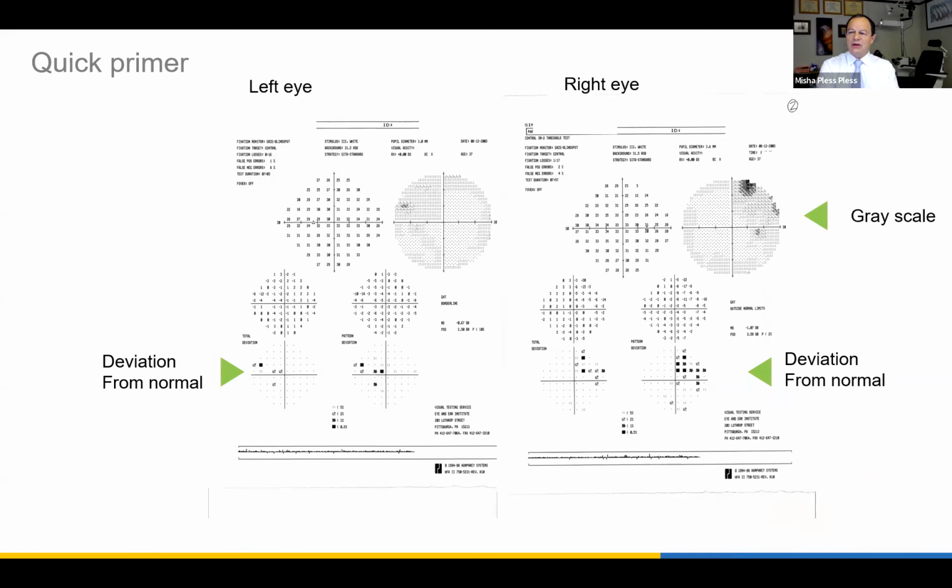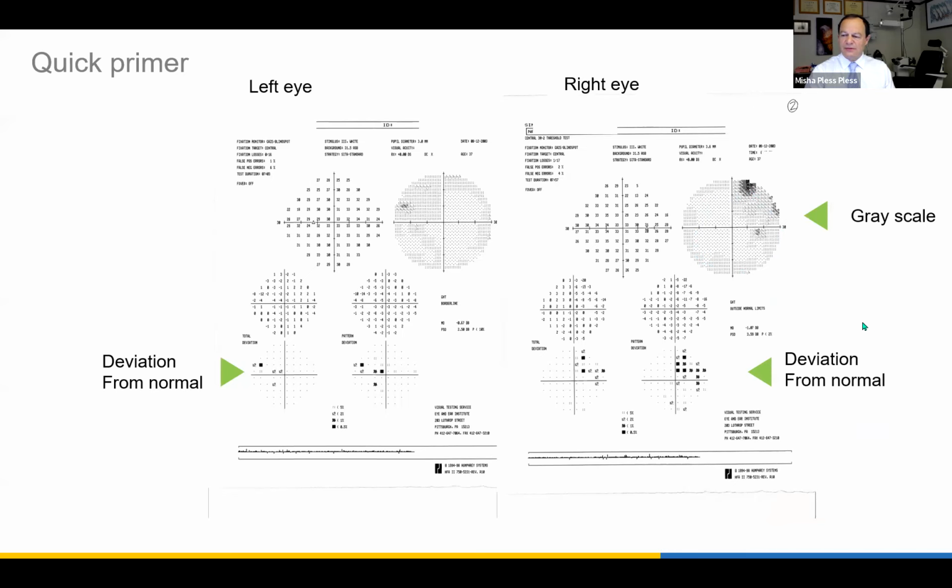And here, just a quick primer. I'm going to use my pointer. I hope you can see it. The gray scale that we're used to seeing is just a gray representation of where the visual field defects are. The darker the area, the less the patient sees.